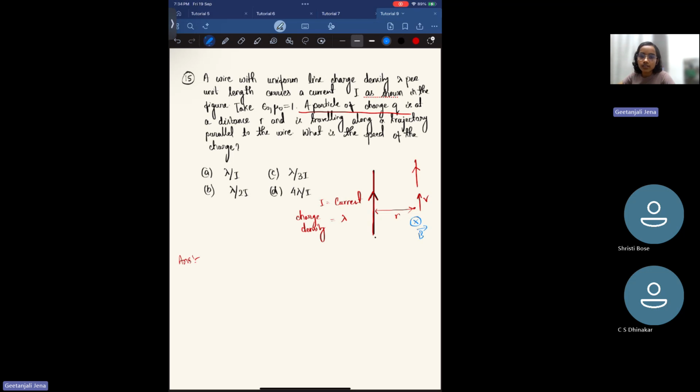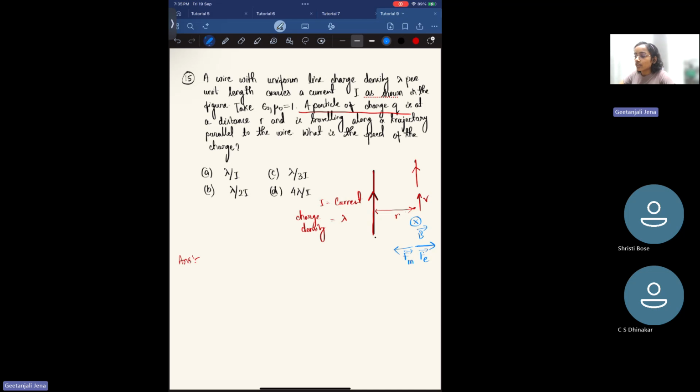V cross B, right? V is in the upward direction and B is pointing into the page. So V cross B is towards the y direction. So the force is in this direction for the magnetic field. It's also given that this wire has charge density lambda. Because of the charge density, we'll see an electric field at the same point, and the direction of the electric field would be in this direction, right? Because of this electric field, it will experience an electric force, which is F electric.